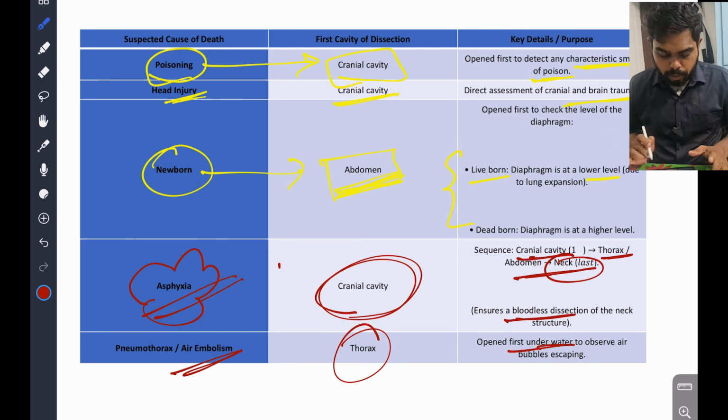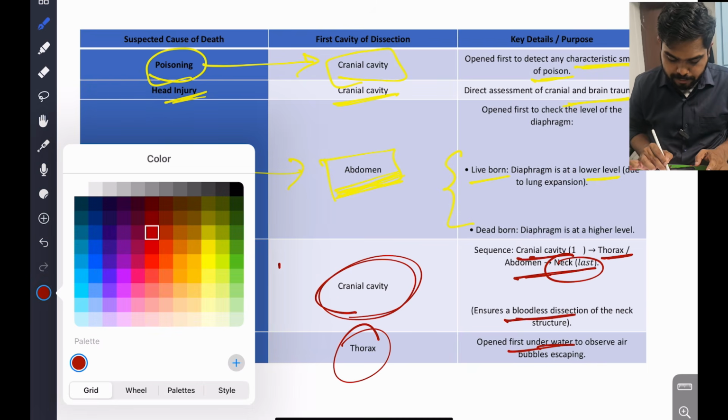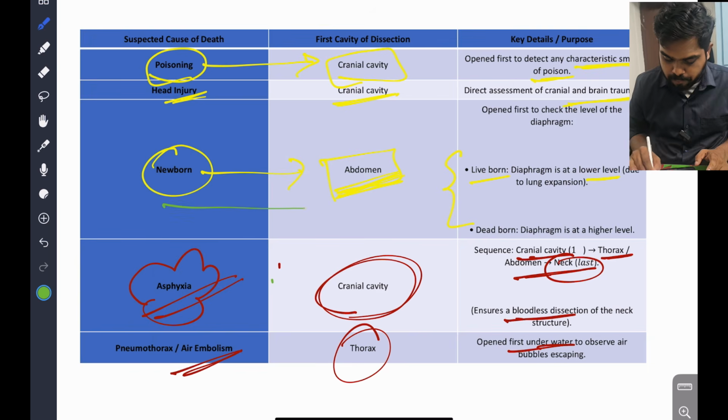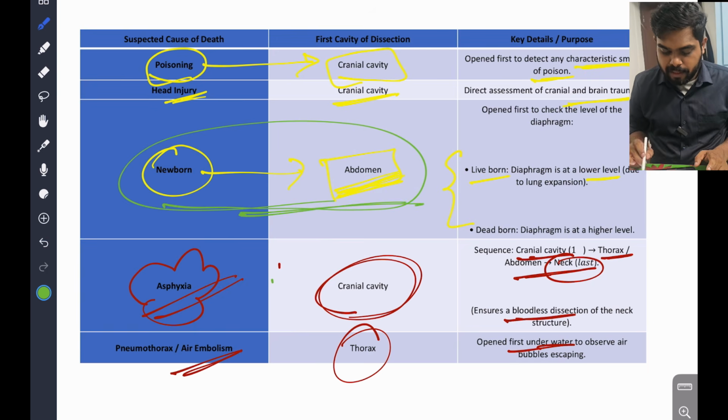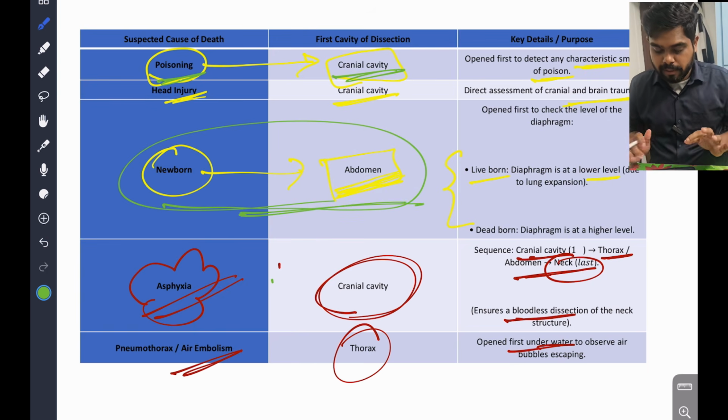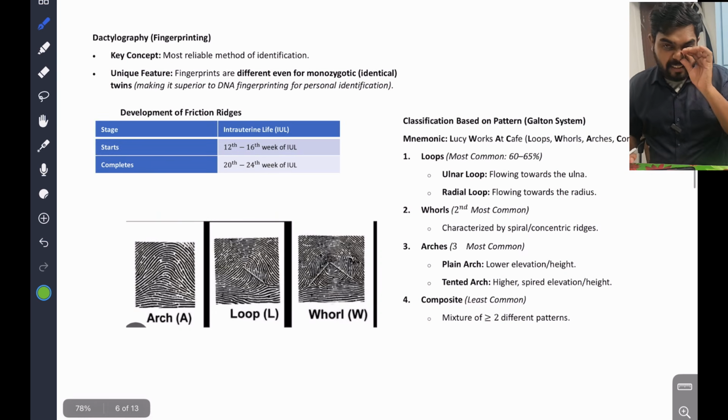This is also very important, and a potential question can come from here: the newborn abdomen. And for poisoning, cranial cavity, smell. These are all potential questions, especially the newborn one, which can come in the exam. Clear? So next we go to some other findings.